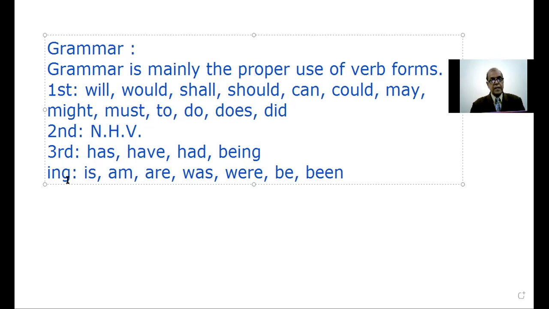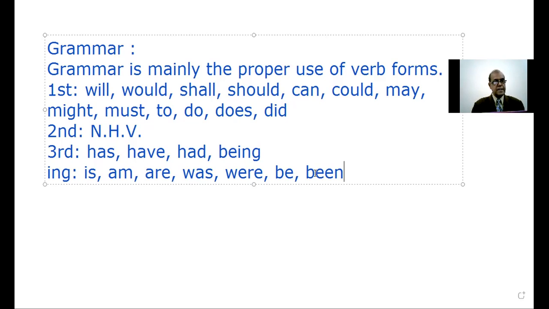Been is the third form of the verb. It fits here: has been, have been, had been. And after this, if there is a person who is doing something, then you use ing form with these verbs. For example, I have been reading, I have been coming, you have been going, you have been learning, and all these things.